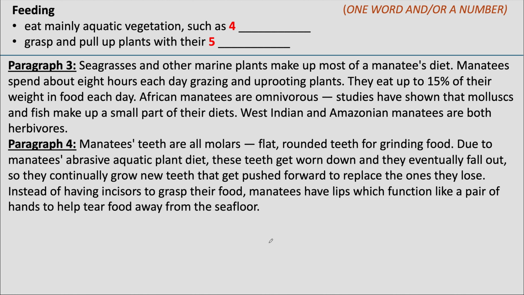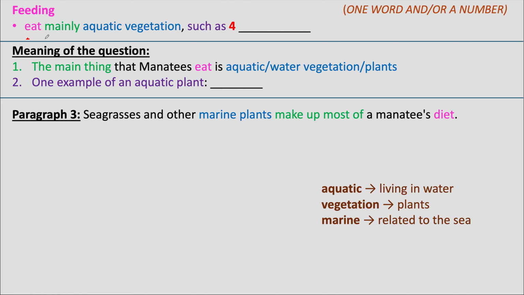Let's check. The answer to question 3 came from paragraph 2. Paragraphs 3 and 4 talk about diet and food. So this is where we look for questions 4 and 5. Question 4 says eat mainly aquatic vegetation such as. Aquatic means water, vegetation means plants. So the main thing manatees eat is water plants. Such as tells us that we are looking for an example of or a name of a water plant.